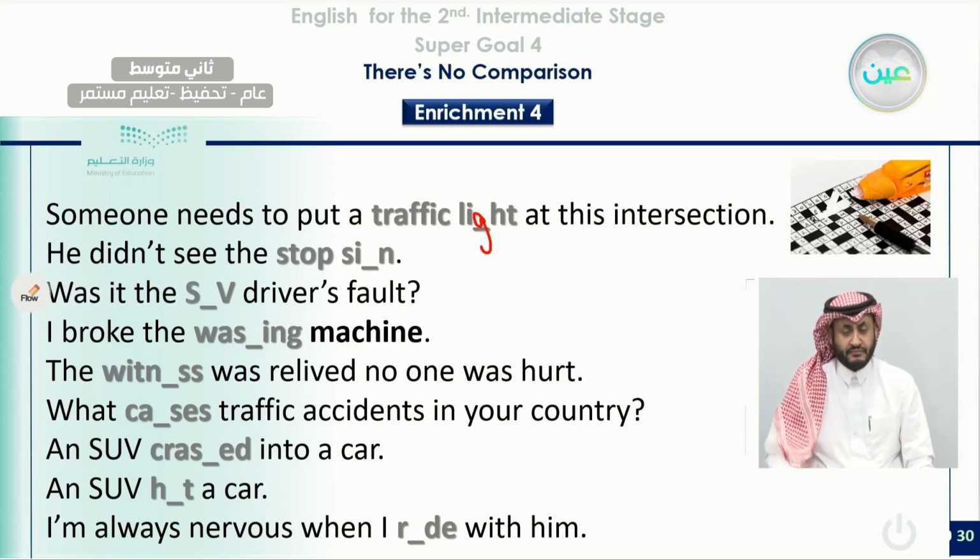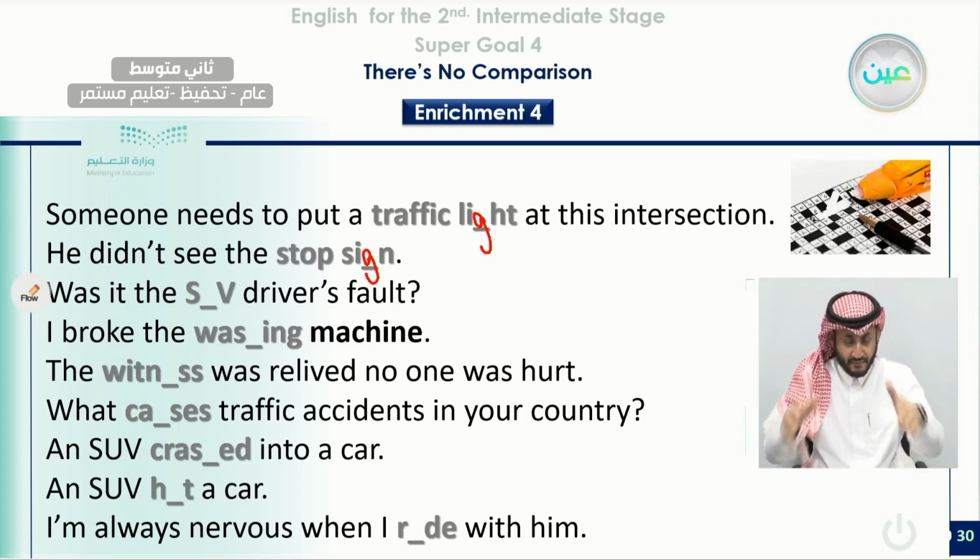The second one, he didn't see the stop sign. Here there is a missing letter, and you need to notice that this letter is silent, but it should be written. So another G. Was it the driver's fault? The SUV. This is a kind of car. It's called SUV. I broke the machine. Okay, you can tell that S with H make the sh sound. So we can say the washing machine.